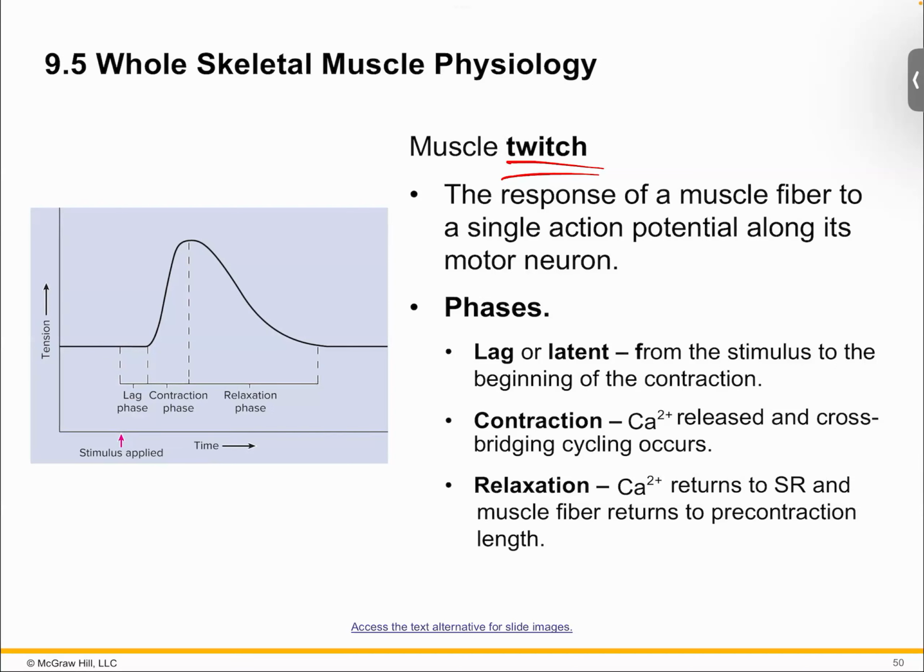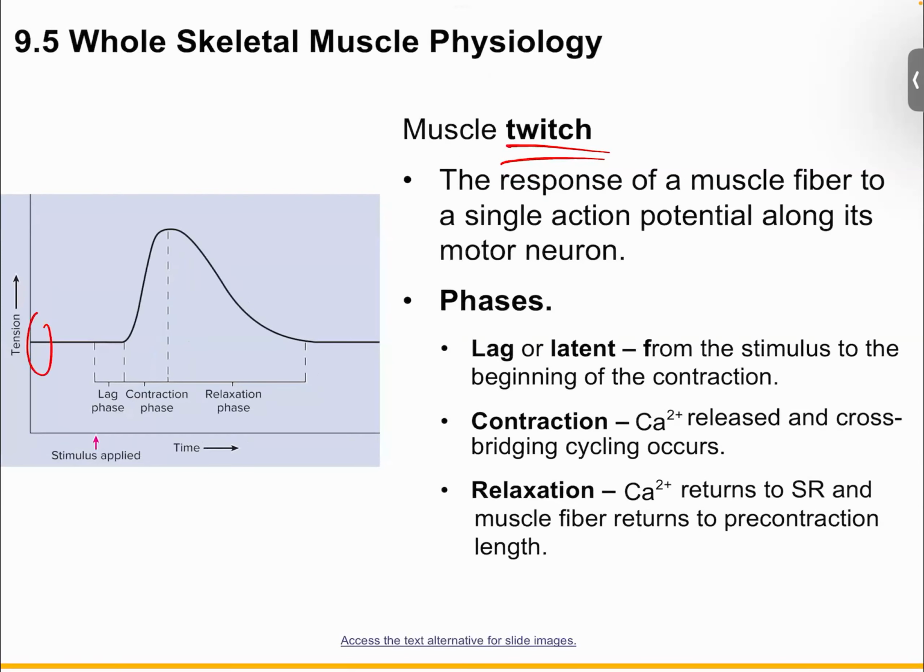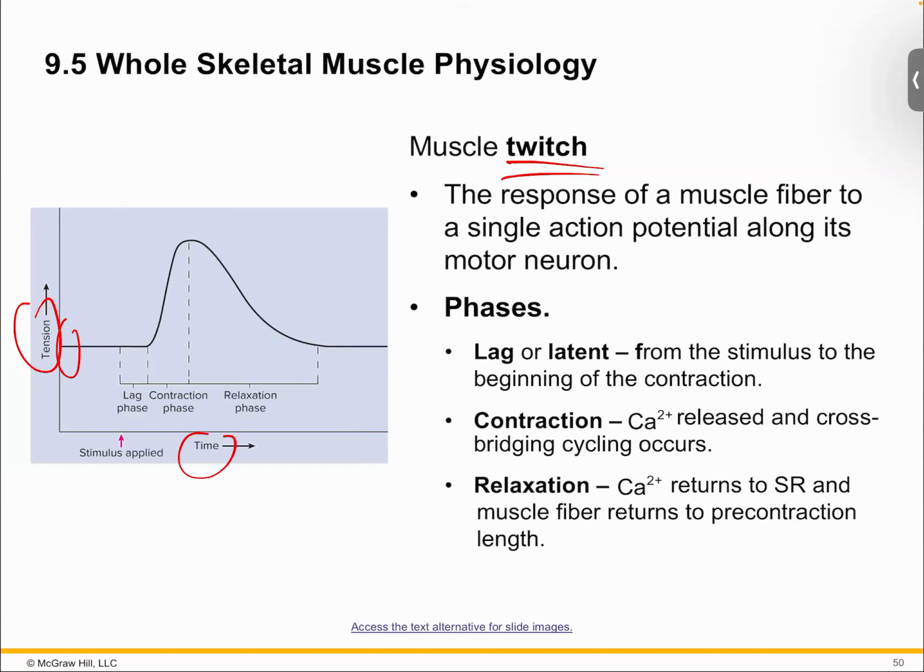But now what we want to do is look at the consequence of that, the contraction cycle. So here you can see you've got tension plotted against time. That's muscle tension. So you can see basically a couple of different phases. The first one is what's called lag phase. Now, lag phase is called lag because this is basically the beginning portion of it.